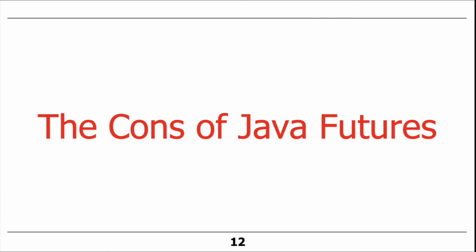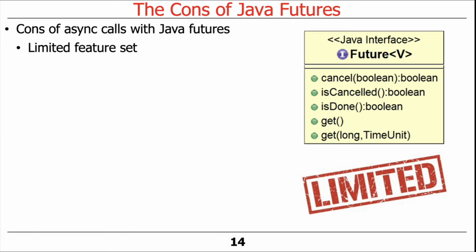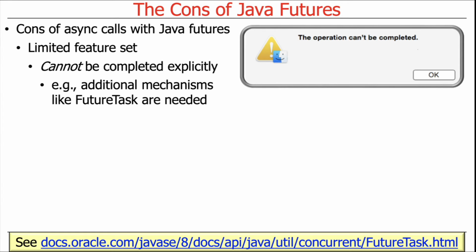All right, so those are the pros. Now let's talk about the cons, or the things that could be improved. And in fact, they are improved with Java completable futures. So one of the big problems you have with Java futures is their limited feature set. There's only these 5 methods: cancel, is done, and 2 variants of get. And these come with all kinds of limitations.